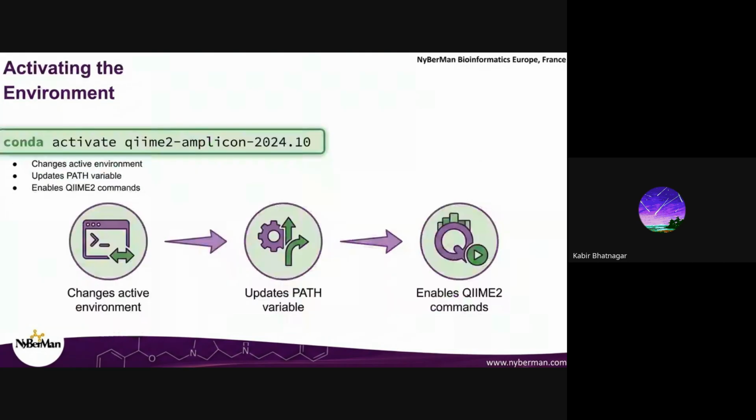So next is activating the environment. To activate QIIME2 Amplicon, this is the command that we can use. What will it do? It will change the active environment, update the path variable, and enable the QIIME2 commands. So if you run QIIME2 in the base environment, it will not function because QIIME2 is not installed in the base. Rather, QIIME2 is installed in a particular environment named QIIME2 Amplicon.